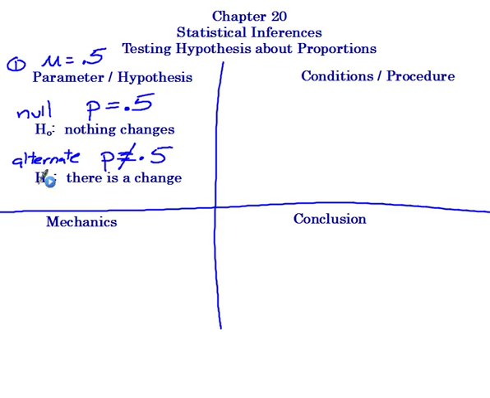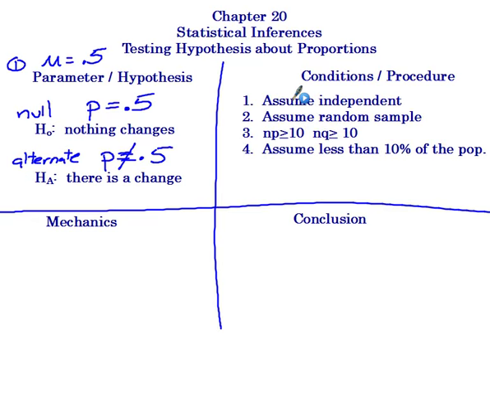The notation of the alternate hypothesis is H sub A. So sometimes when I say write the hypothesis, we may refer to this as the ho-ha, the H-O, the H-A. So that's step one. Step one, we're done. Step two is the conditions and the procedures.